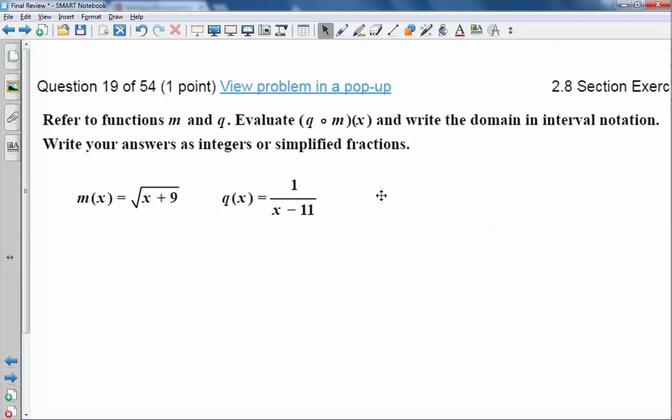Let's do the infamous circle composition operation. So don't just multiply those two formulas. It's not going to work this time. This is composition. Why don't you guys give it a shot and tell me your answer? Q compose M. Order matters.